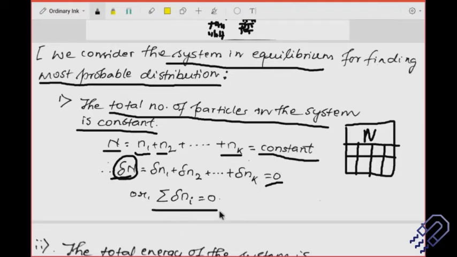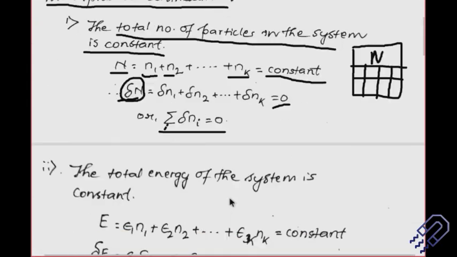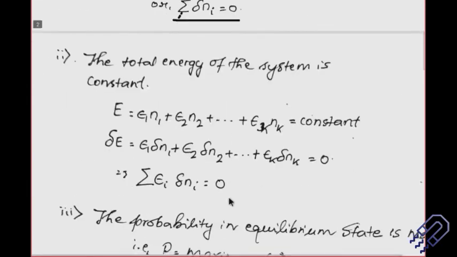So that means if you just take the summation of delta ni, so this is summation over i, this is also going to be 0. A similar case also exists when we consider energy.